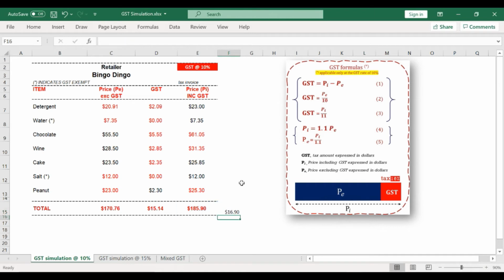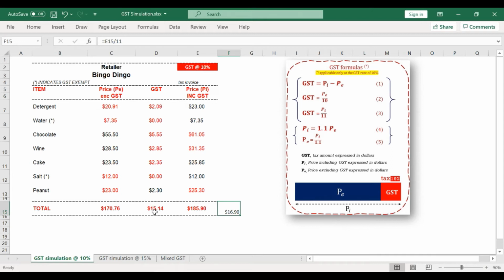if you do that, you will get $16.90, which is not really equal to the one we calculated when we did the calculation individually. And as I said before, this is because this receipt has mixed GST. You've got certain products with GST and other products with no GST. So that's why you have to do it individually to calculate the GST amount.